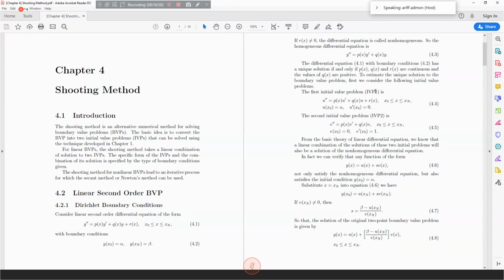Is the solution that you are getting from IVP1 actually our solution for equation 4.1? So you might be confused, because this solution y you are getting from IVP1, you are still not solving for the BVP. That's why we change the notation.